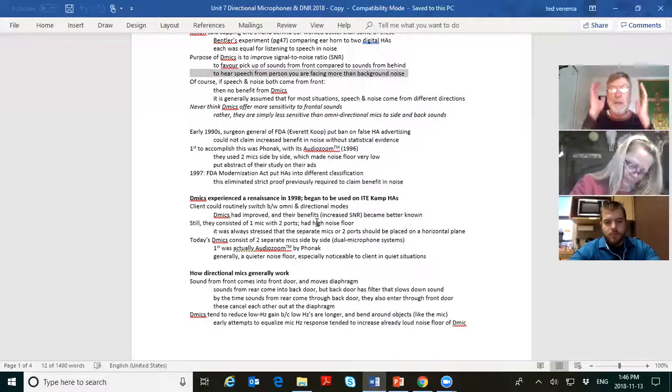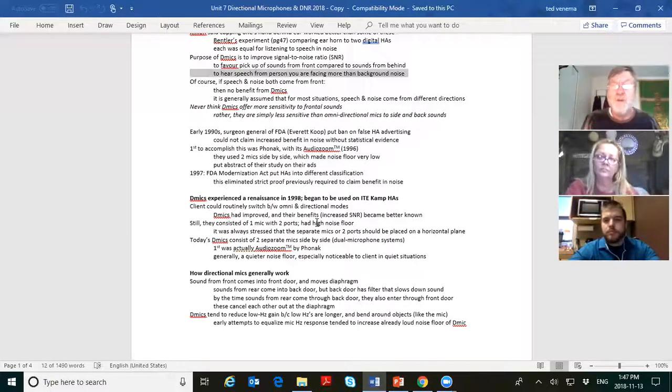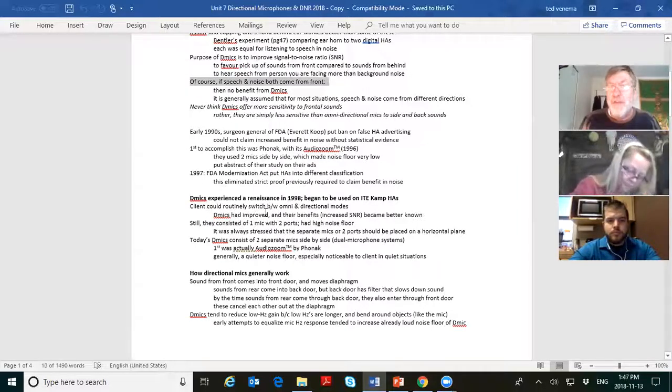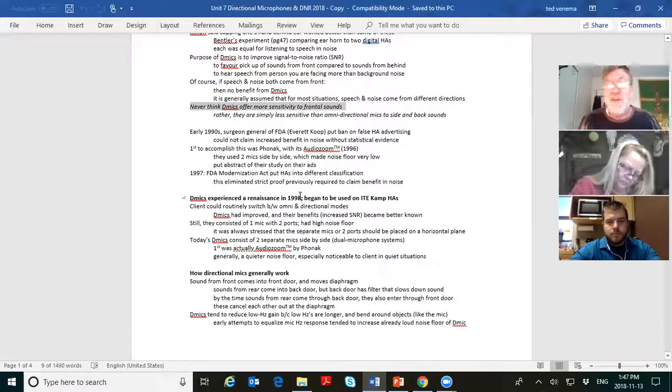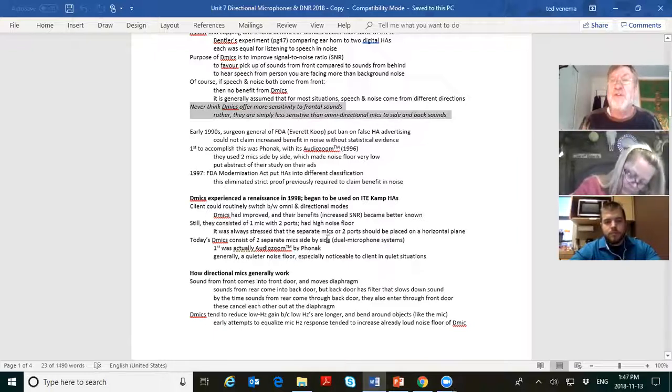Okay, so D-mics pick up sounds more like a tunnel. They're focusing their pickup in one direction. So if the speech and the noise both come from the front, then there's no benefit from a D-mic, is there? Okay, it's generally assumed that for most situations, speech and noise come from different directions. Never think of D mics as offering more sensitivity to frontal sounds, because that's not true. They simply are less sensitive to sounds from the sides and the rear. Okay, we'll show you that in a PowerPoint slide that's coming up.